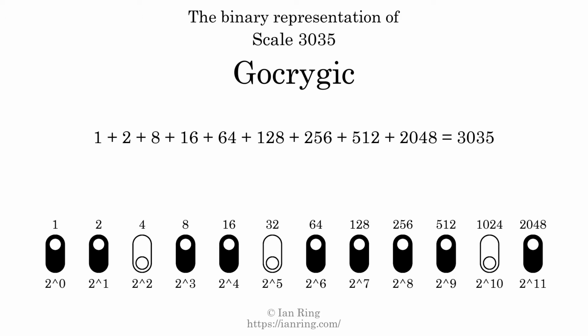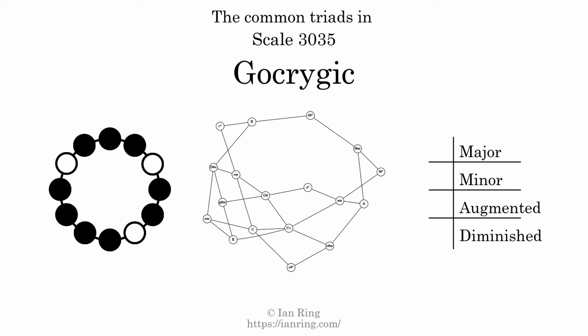The scale number not only enumerates the scale with a unique index, but it also literally describes the tonal content of the scale. Represented as a binary number in base 2, the scale number is 101110111011. Here are the common triads present in this scale. The diagram in the center is a graph of parsimonious voice leading between triads.